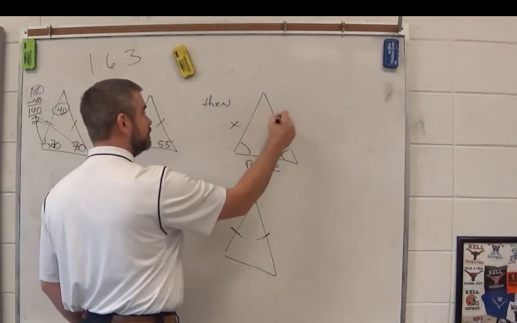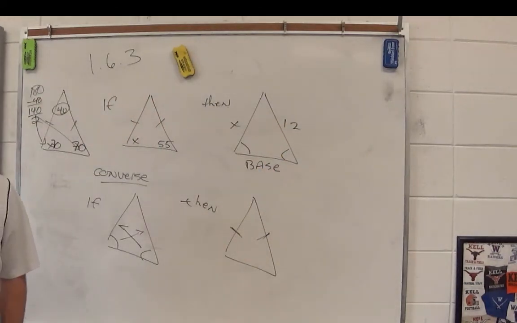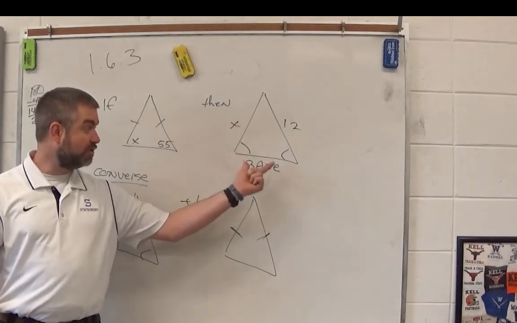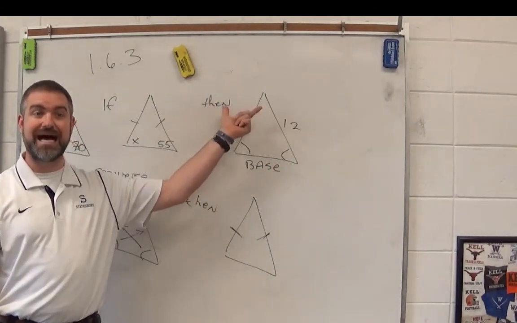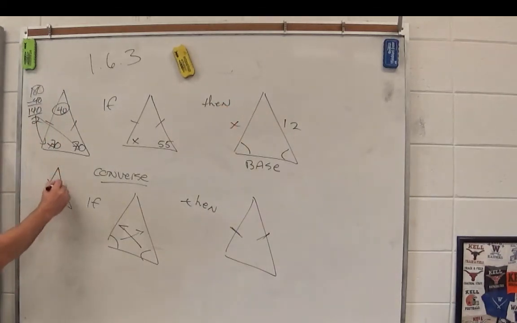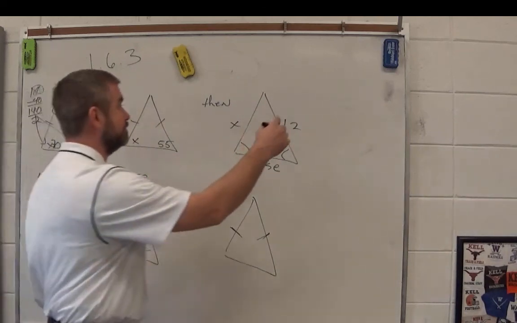Okay? How about this one? What does x equal? 12. Why? Because of the base angle theorem, right? If those angles are congruent, then those sides opposite have to be congruent. Okay, how about this one? Why? Because it's equilateral. All right, how about this one?